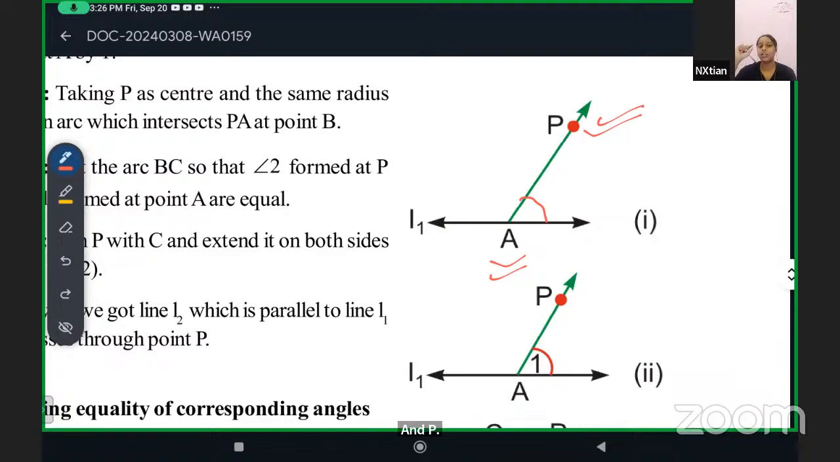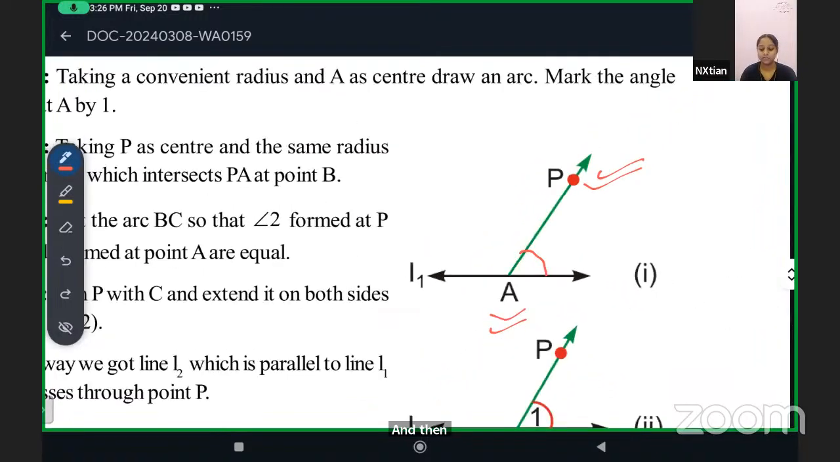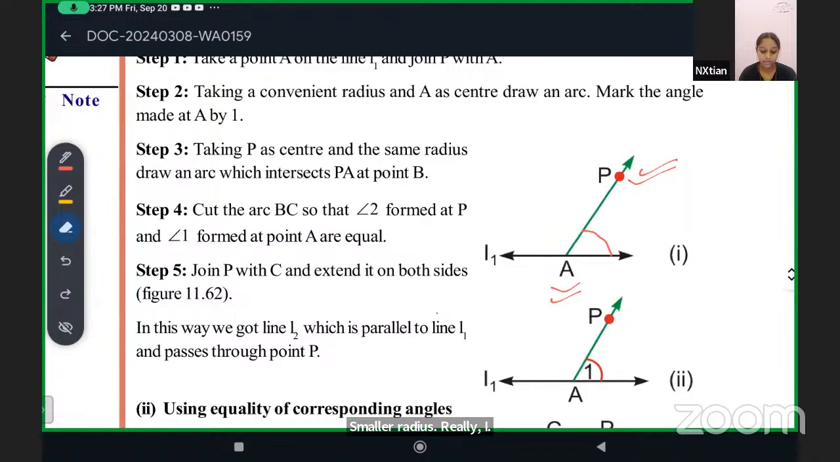Then put the compass on point A and then mark an arc like this. Where? Here, like this. Only a small arc? Small arc, yes. You will have to take a smaller radius on the compass. Okay, smaller radii.